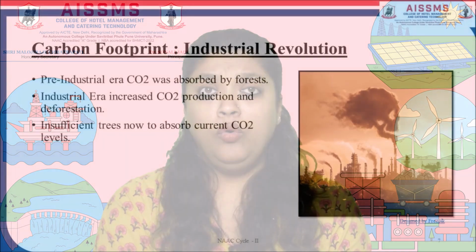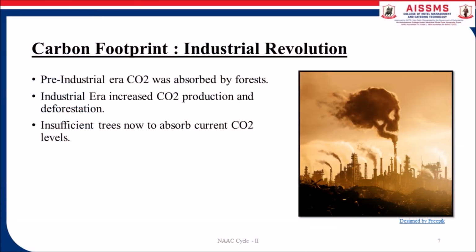Coming to industrial revolution. Whatever carbon dioxide was produced in earlier times by humans before the industrial revolution was absorbed by surrounding forests and trees. Jungles, plants, and trees absorb carbon dioxide and release oxygen back in the air. With the beginning of the industrial era, fuel began to be used on a large scale, leading to the production of carbon dioxide in large quantities.